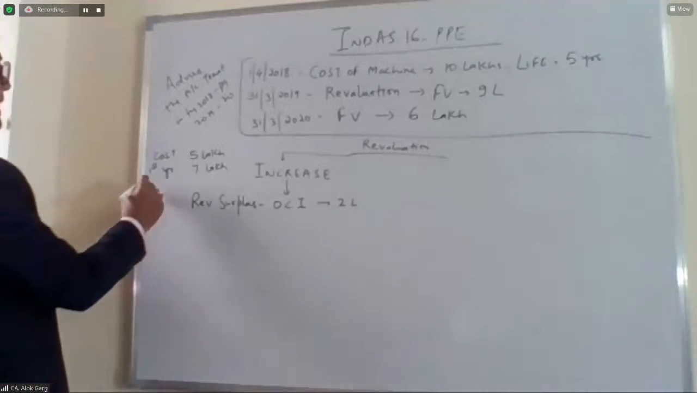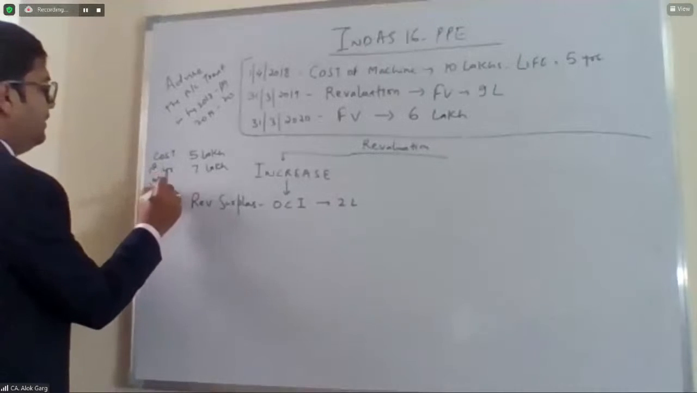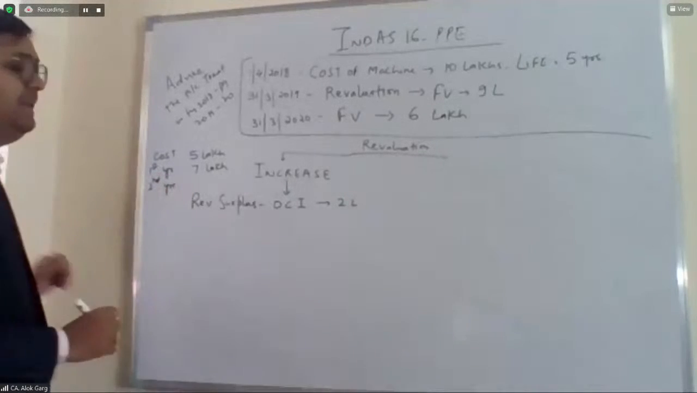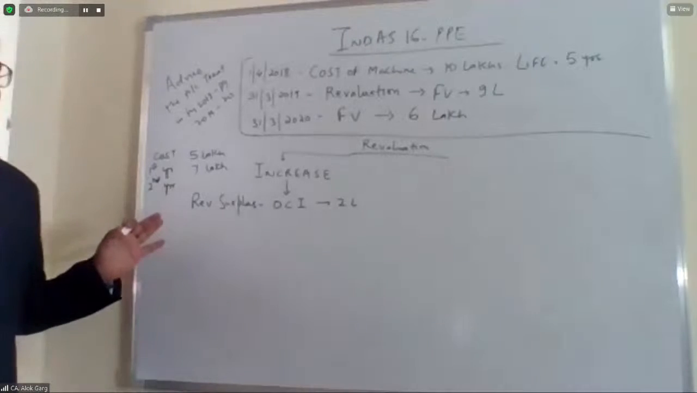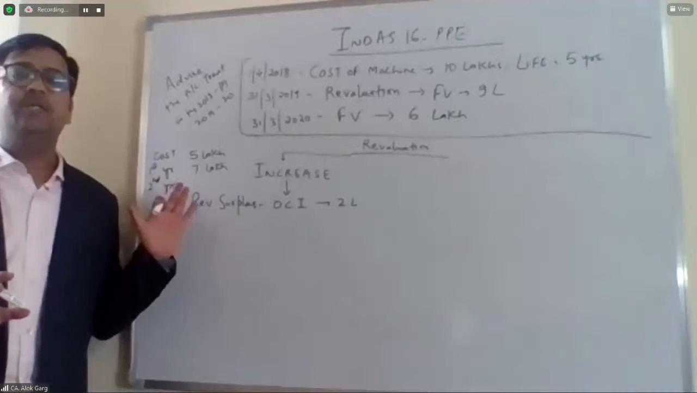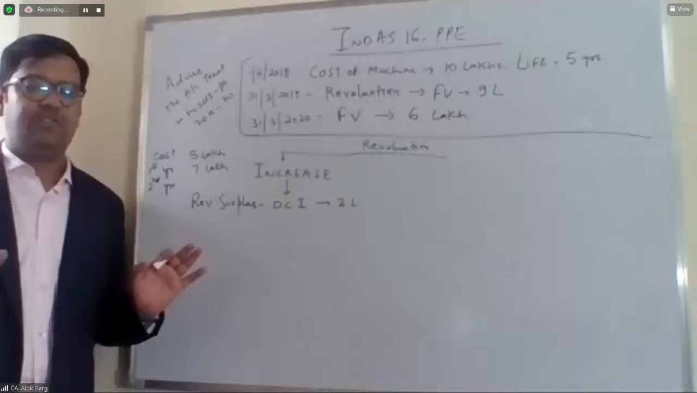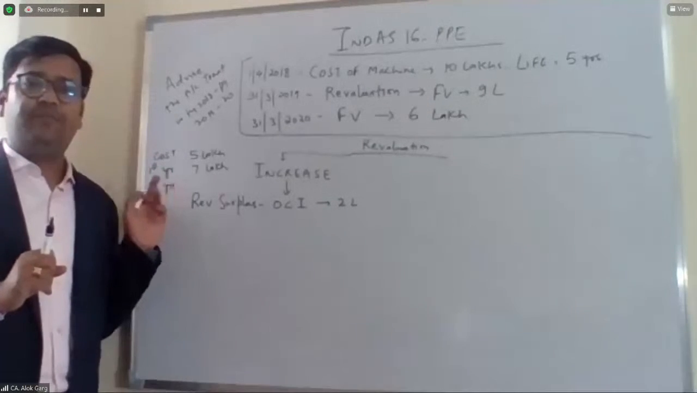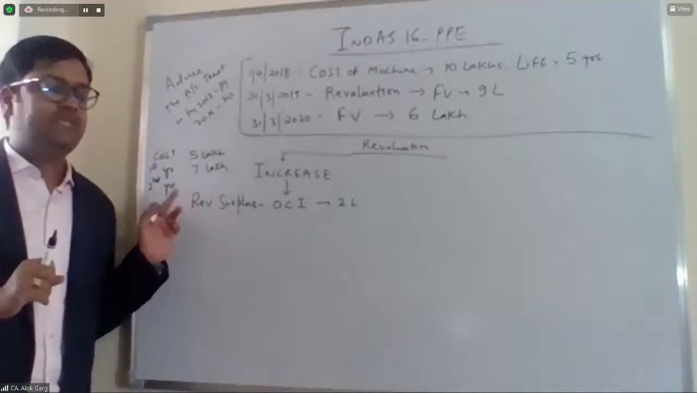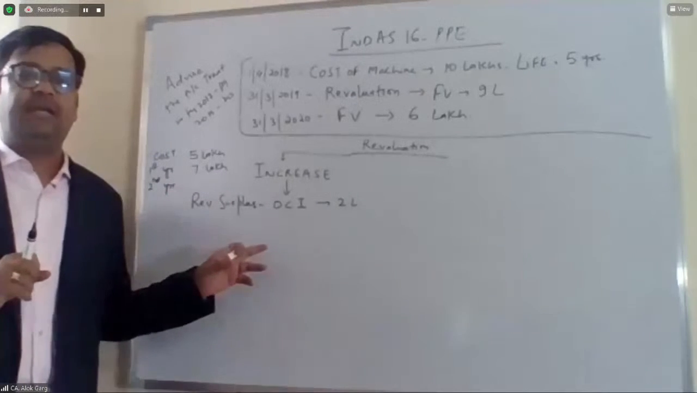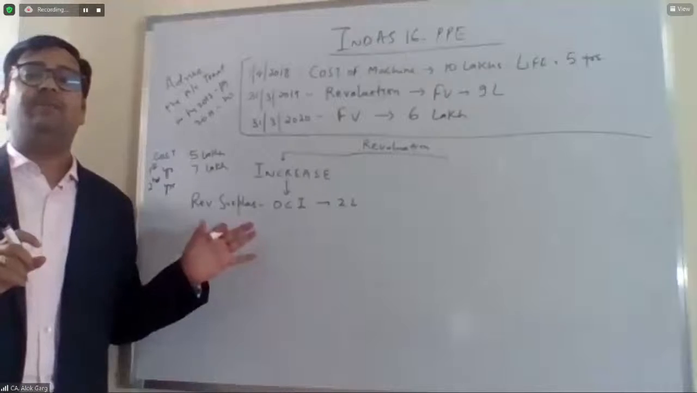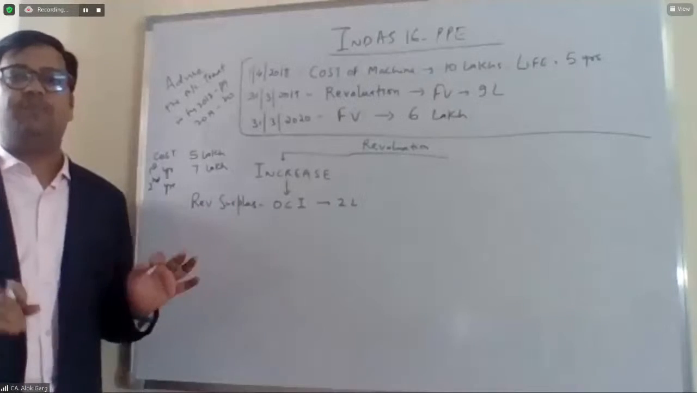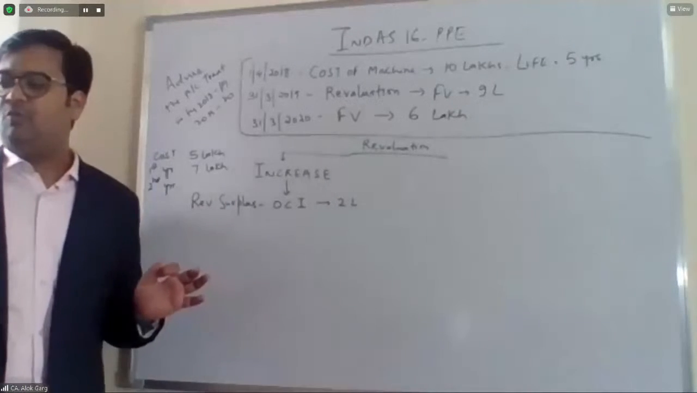In the second year, just for the sake of explaining the concept, I am not charging any depreciation here. The cost was 5 lakh. At the end of the first year, the fair value was 7 lakh. So 2 lakh has been recognized and credited in other comprehensive income reserve, revaluation surplus. It has to be routed through OCI.